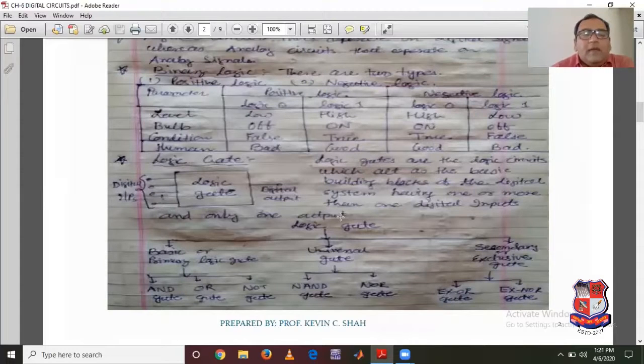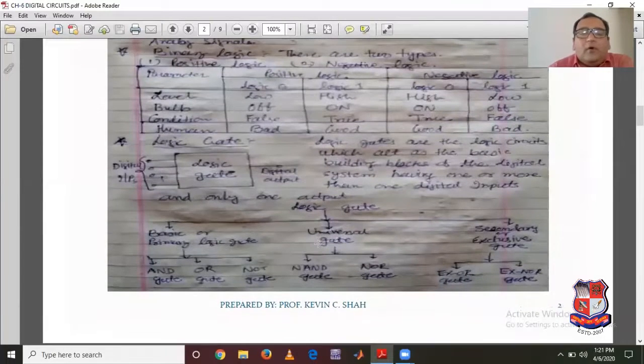So in any logic gate you will find that there are one or more digital inputs, and only one digital output is available. Now this is our main topic, and we have to study the different types of logic gates.